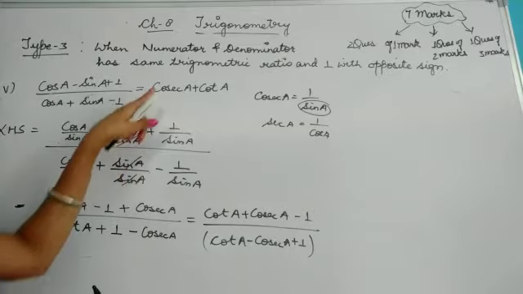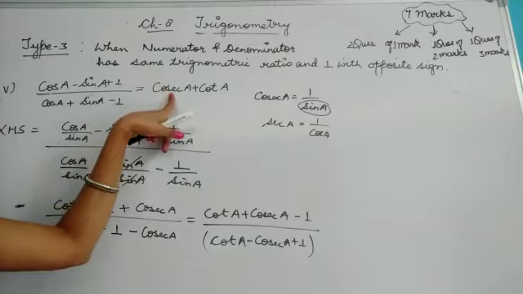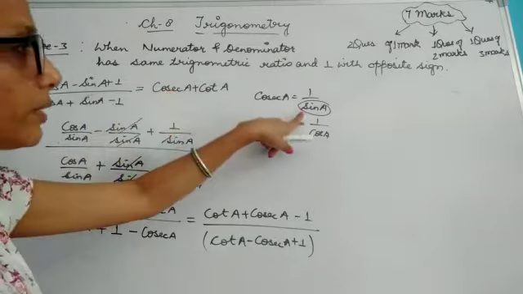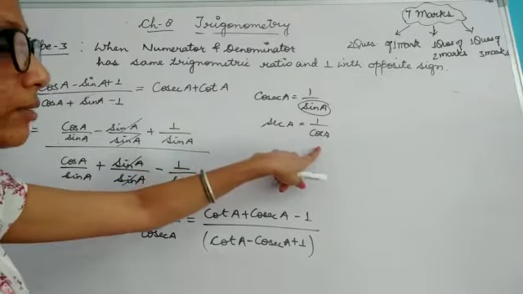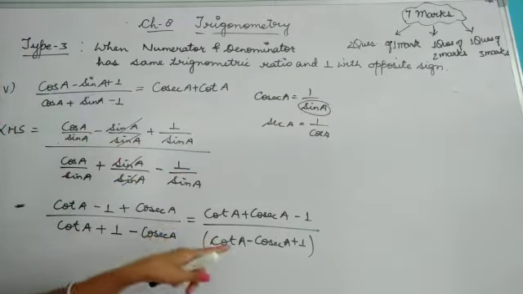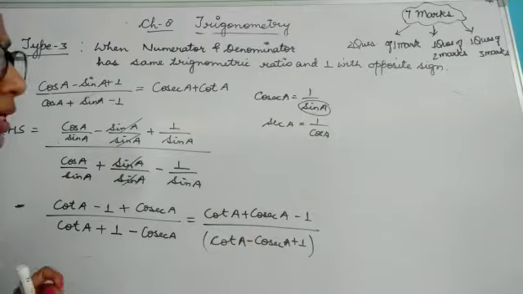So simply what you have to do is see whether it is cosec or sec. If it is cosec, divide by sin A. If it is sec, then divide by cos A. After dividing, I will be getting it like this, and here I have arranged it.